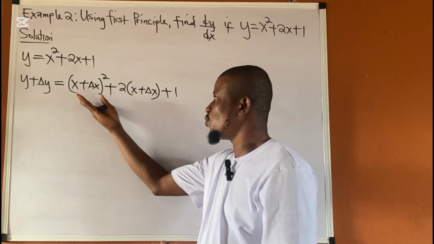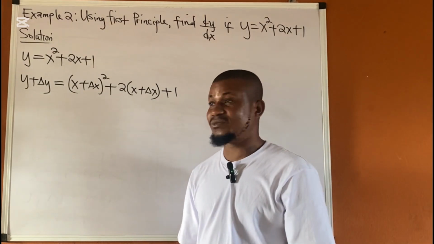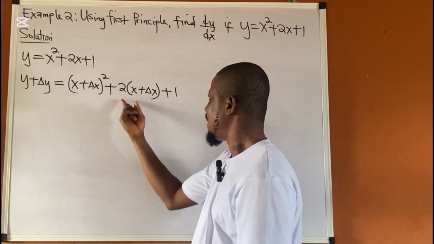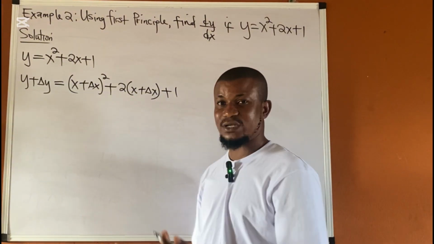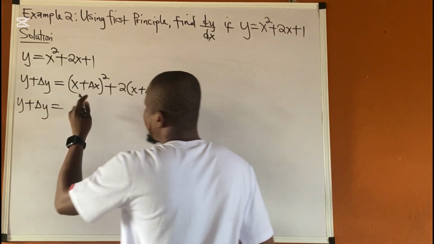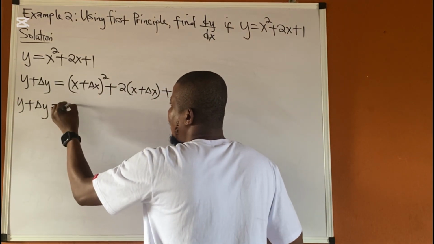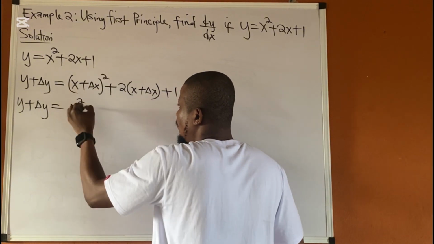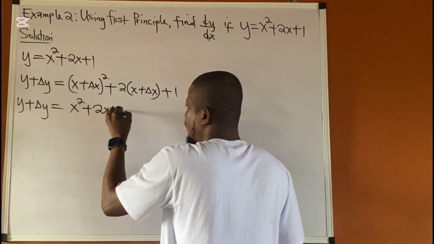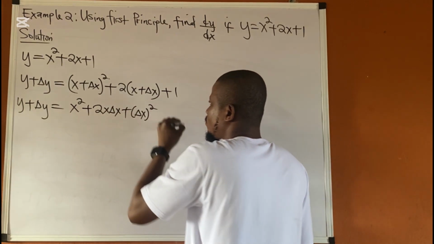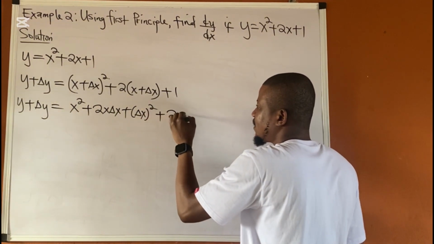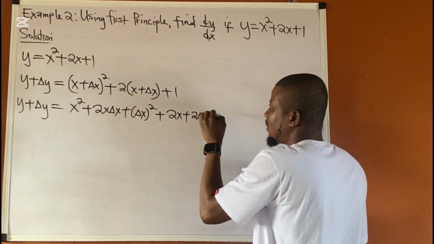Now the next step is to expand every expression that should be expanded. For instance, this is x plus change in x to power 2, we expand it, and then this 2 into x plus change in x, also expand that. So we'll take that step. Y plus change in y, now expanding this, definitely we'll have x to power 2 plus 2x change in x plus change in x all squared. Okay, so we open up this 2, we have 2x plus 2 change in x, then we have plus 1.